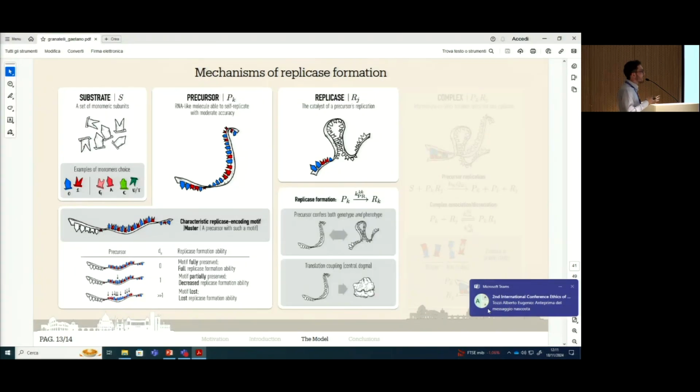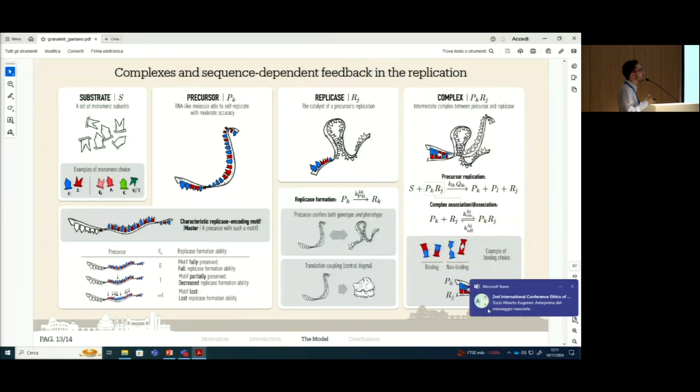We have different mechanisms of replicase formation, and finally we also introduce a sequence-dependent feedback in the replication through the binding of replicases and precursors, forming the complexes. And now, with such a model, I would just like to conclude my talk with what kind of questions we can answer with a model such as this.